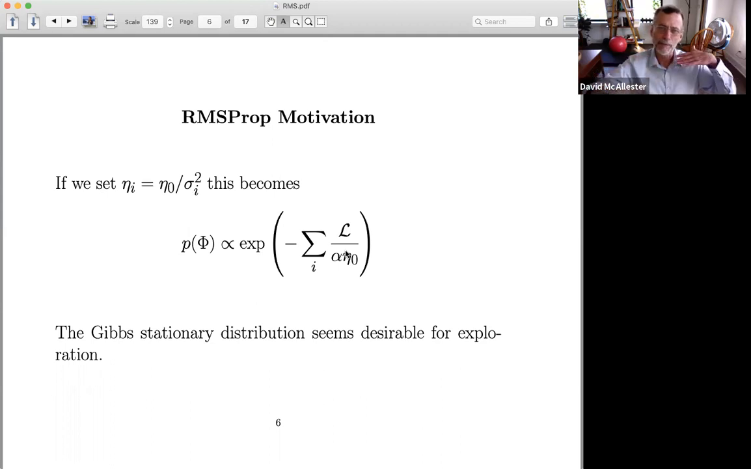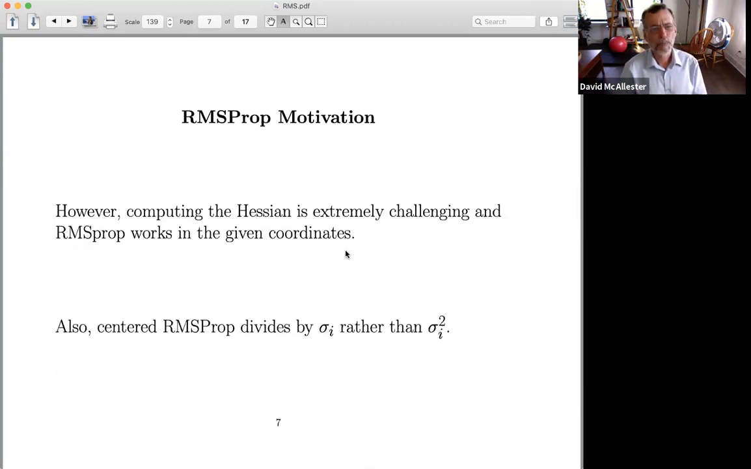He wants to increase the probability that we explore that space, or the rate at which we explore the space effectively. However, this analysis has problems. It assumes that we've converted to a coordinate system where the Hessian is the identity matrix, and that's really hard to do. And so we're doing this in the wrong coordinate system.